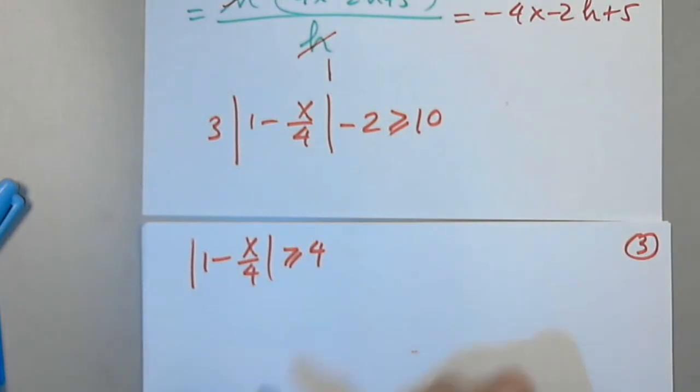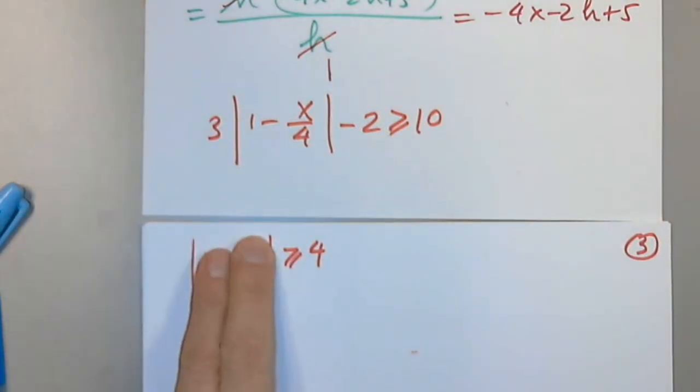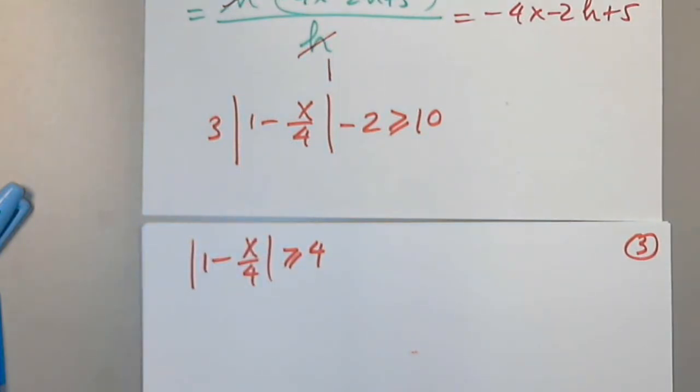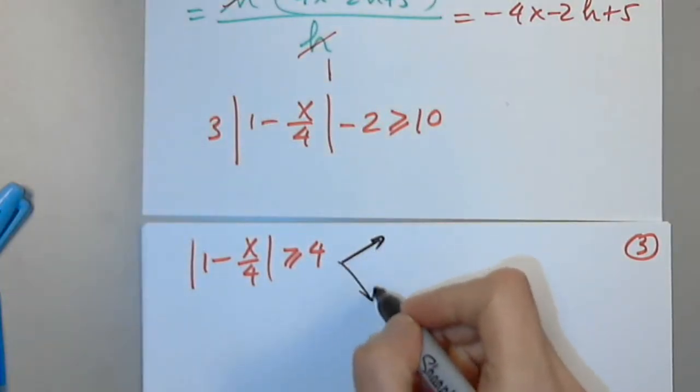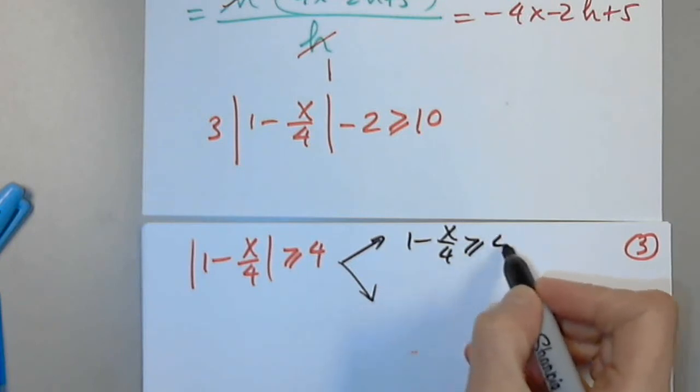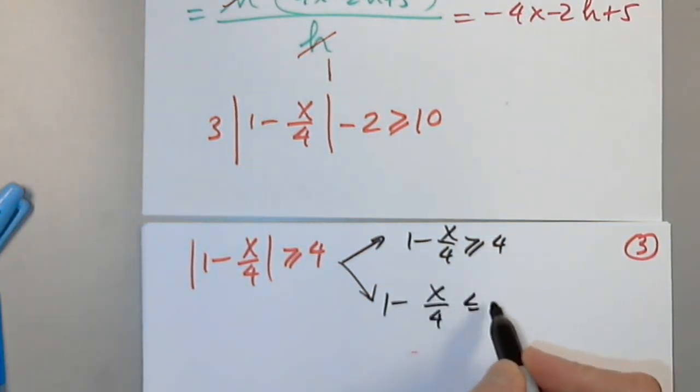So, one more time. I'm trying to find numbers whose distance from 0 is 4 or more. Is it in between or is it outside? Outside. It's outside, meaning greater than what? 4. Or less than? Negative 4. So that's what I have to change this into. 1 minus x over 4 greater than or equal to 4, and 1 minus x over 4 less than or equal to -4. Then solve and then put the union together.